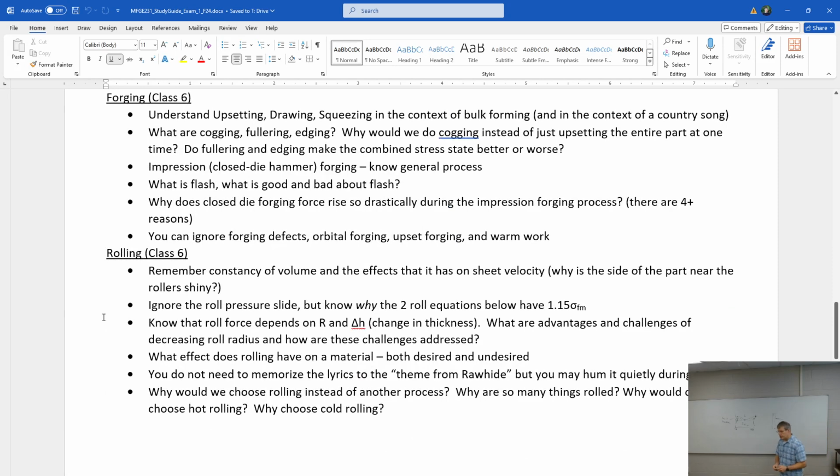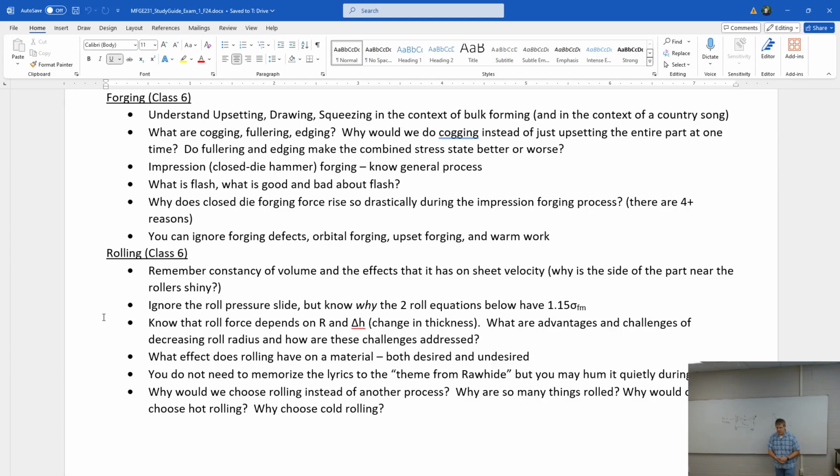Forging. Should know the terms upsetting, drawing, squeezing. In the context of bulk forming, you can know them in the context of a country song if you want to. Cogging, fullering, and edging. Think about those and where they put you on the stress sag. Why do we do those? Why don't we just squash the whole part at the same time? Instead, sorry? It's harder to do, but specifically, why is it harder to do?